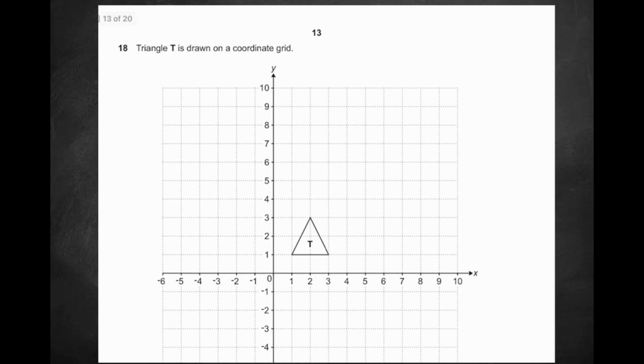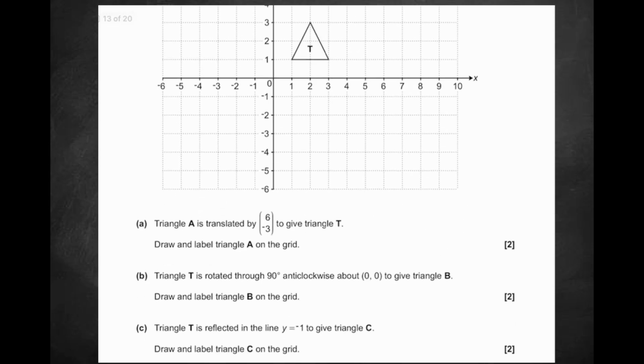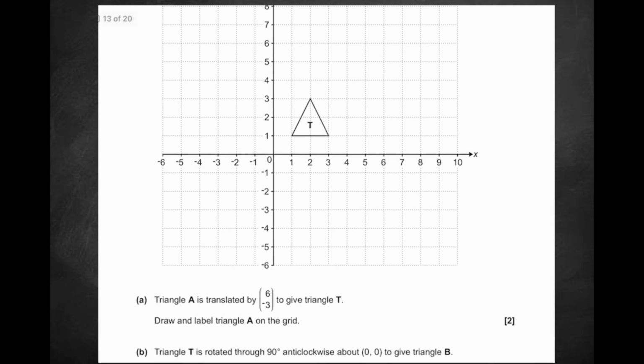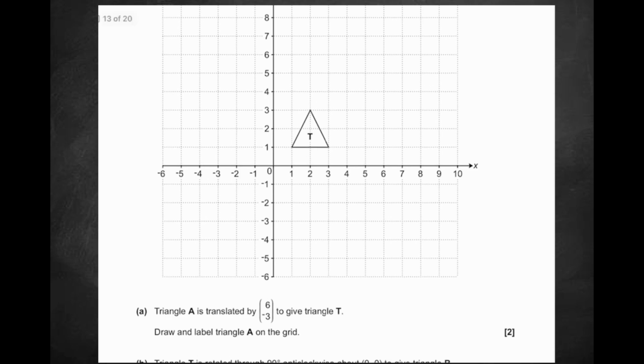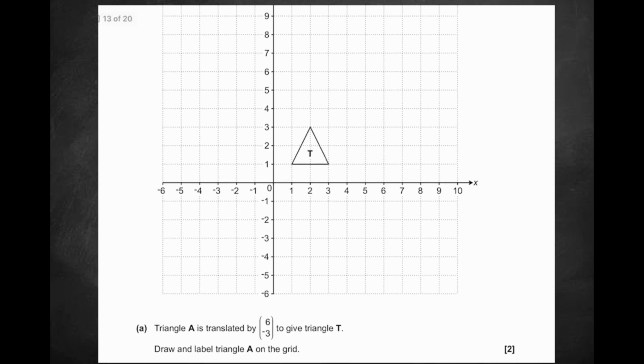Question 18. Triangle T is drawn on a coordinate grid. Triangle A is translated by (6, -3) to give triangle T. Draw and label triangle A on the grid. So we essentially have to do the translation backwards. We know triangle A has gone 6 to the right because x has increased, and it has gone minus 3, so it has gone down. So we need to go up by 3 and left by 6.